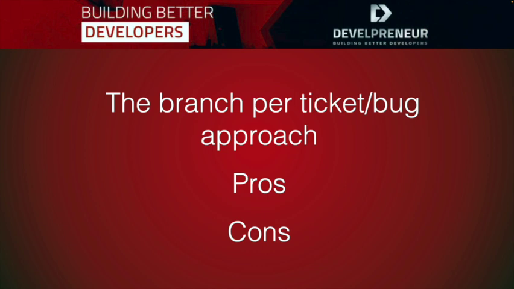Now, the con is that every time you get a bug or a ticket or a task, you've got to split it off. You've got to create your branch. You've got to make sure the developer knows what branch they're on, and then there's got to be a merge back, and then eventually merge that back.